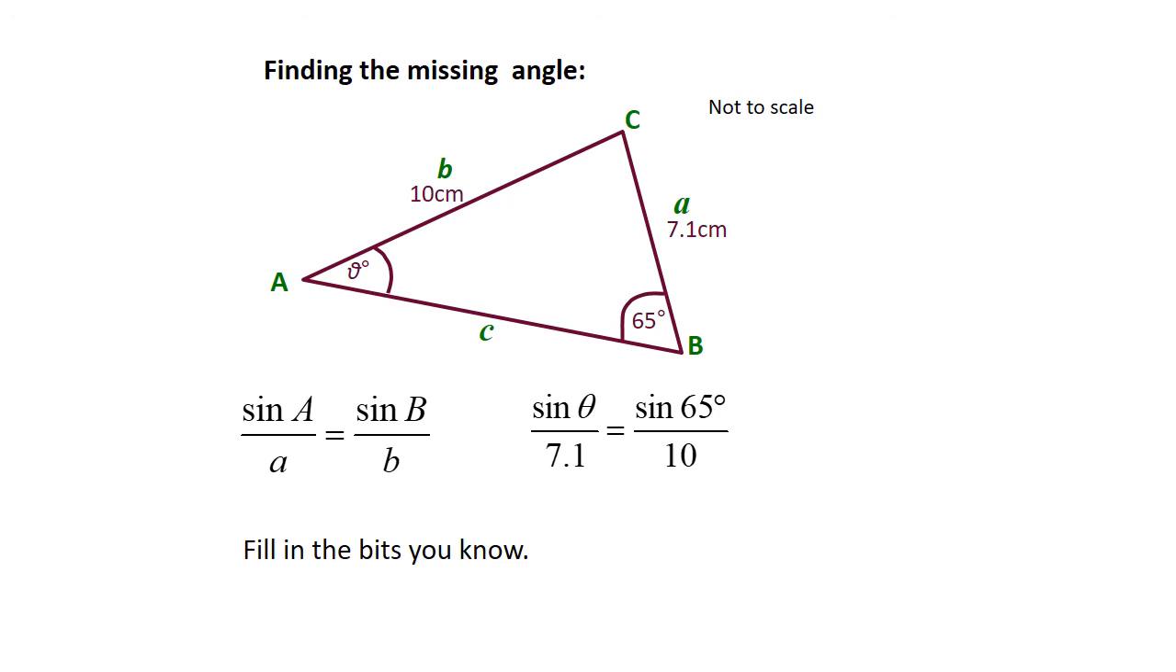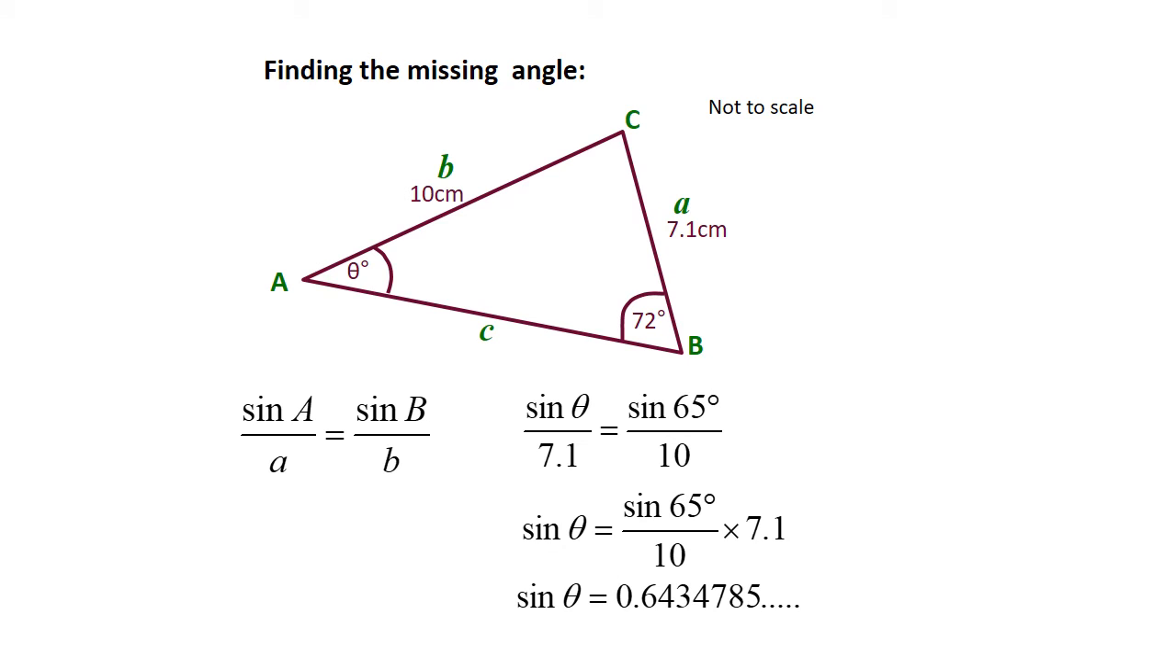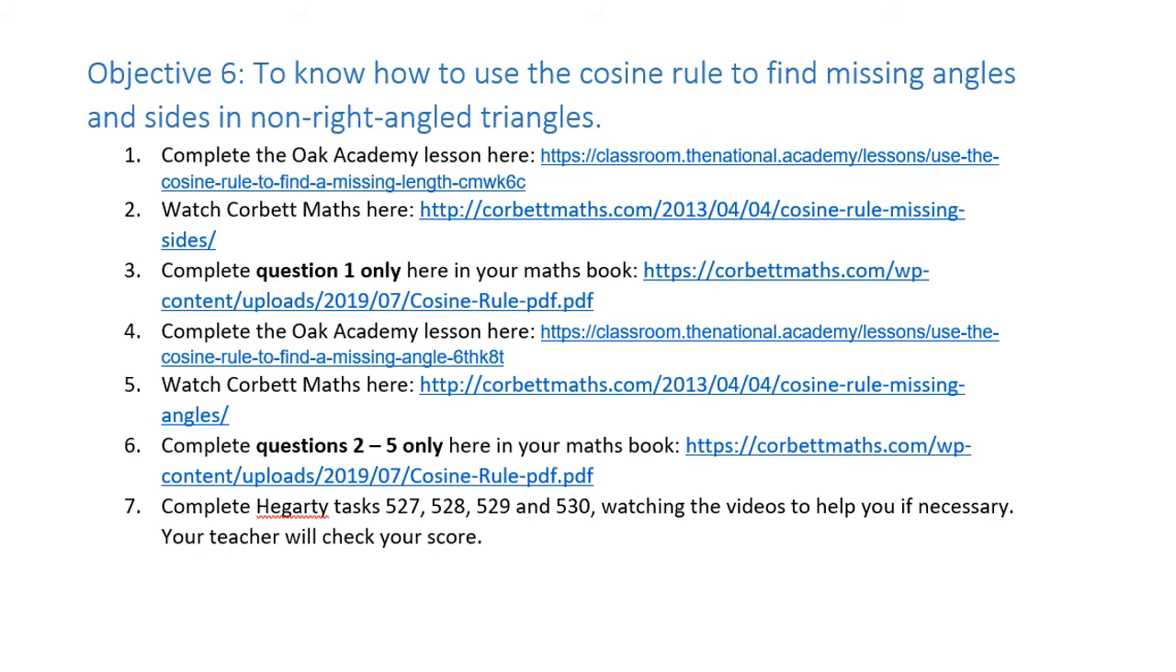So sine of omega divided by 7.1 is the same as sine 65 over 10. So we can do that, and it gives us 0.643, and so on. Now we don't want that. We want it as an angle. So we're going to go shift sine, and that's going to give us 40.05.